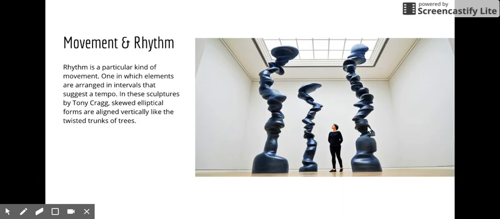Now, rhythm is a particular kind of movement, one in which elements are arranged in intervals that suggest a tempo, which is a musical term. And in these sculptures by Tony Craig, skewed elliptical forms are aligned vertically, like twisted trunks of trees. So we see this again and again as it moves down or up the form itself.